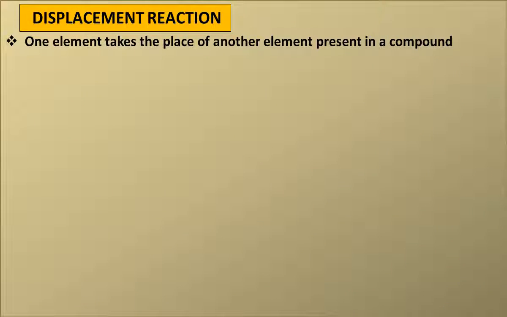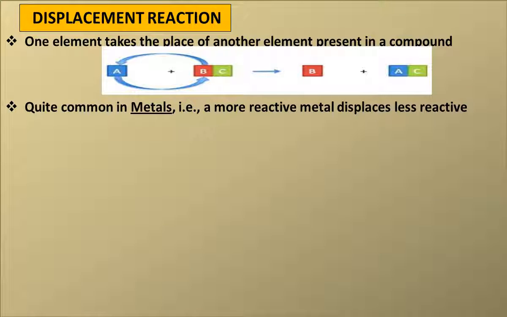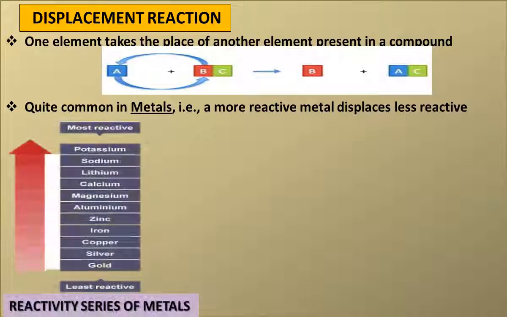Displacement reactions are those in which one element takes the place of another element. For example, look at this figure. These are quite common in metals, where a more reactive metal displaces a less reactive metal in this sort. So we can have a look over the reactivity series of metals.